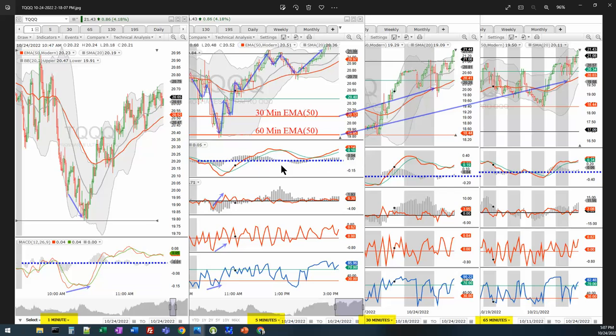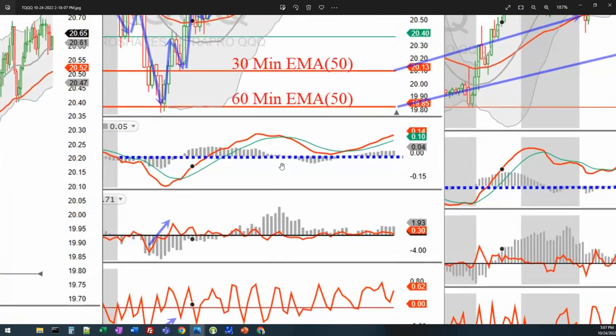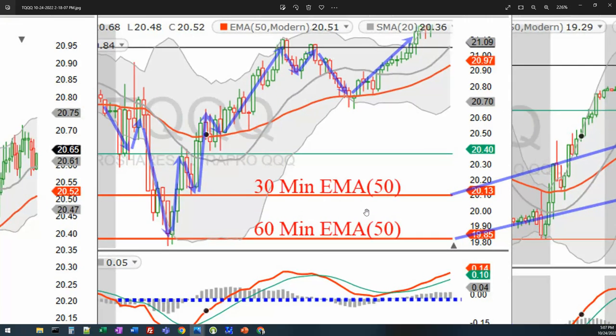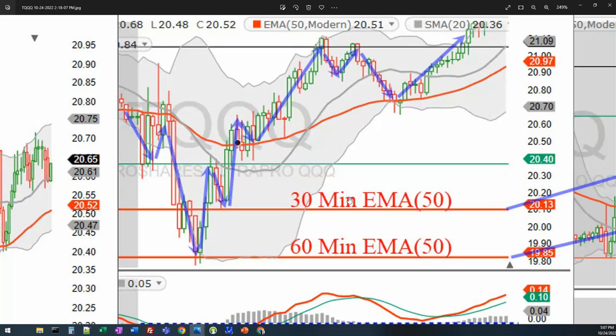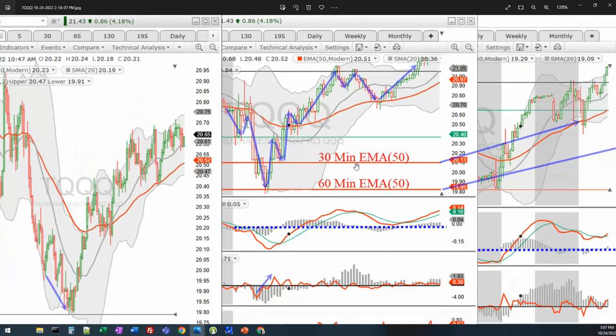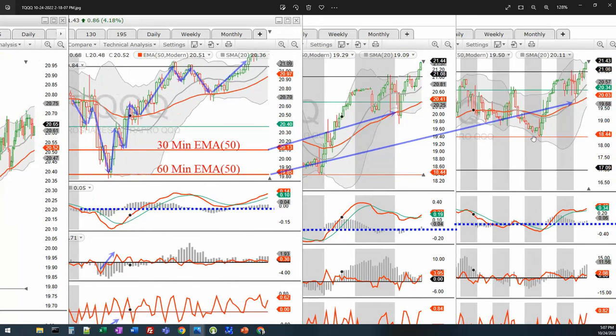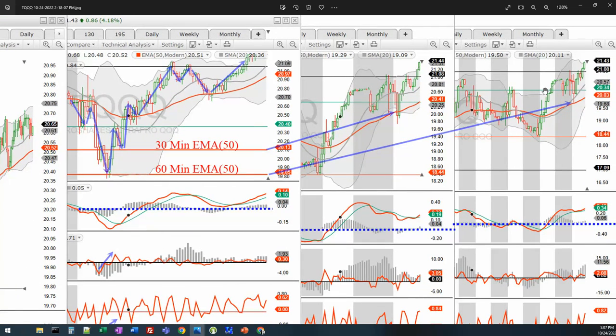So let's zoom on in to the 5 minute chart. This is basically what it looked like today. Some signposts, if you will. The curling red line is the 50 exponential moving average. The gray line is the 20 simple moving average. The green line, let me zoom out a little bit so you can see, the green line is actually, for example, last week's resistance line right here.